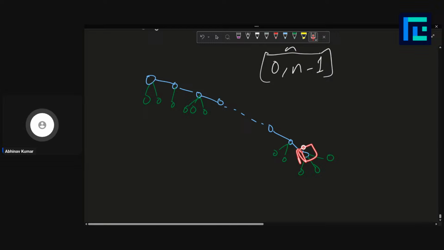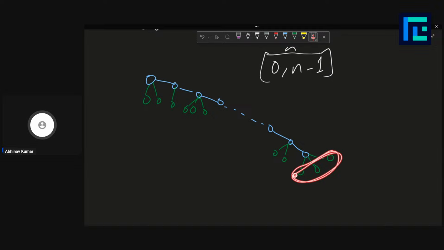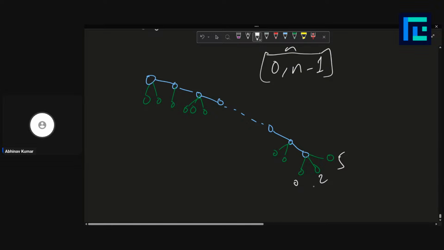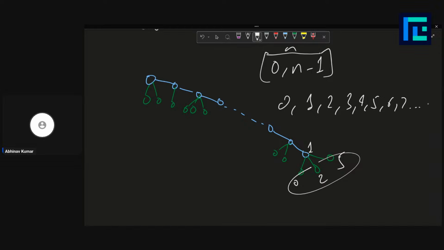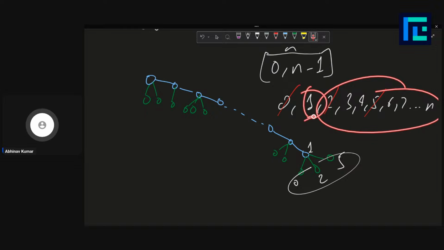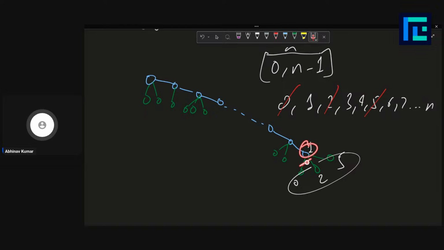Then for this node, what would be the value that should be assigned to it? It would be the MEX of these 3 leaves. So let's say in these 3 leaves you assign 0, 2 and 5. Their MEX would be 1, since 0 is present and 1 is not present. So from 0, 1, 2, 3, 4, 5, 6, 7 up till n, whatever you assign to these leaf nodes, just remove them. From the remaining values, the lowest value would be the MEX that is assigned to this node.